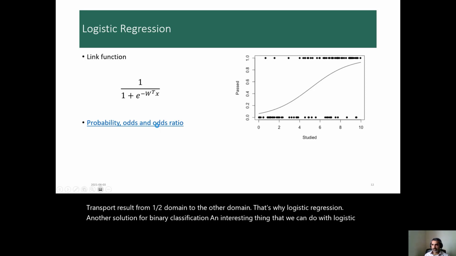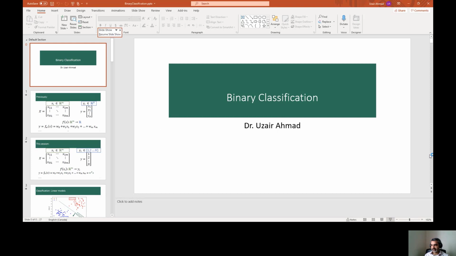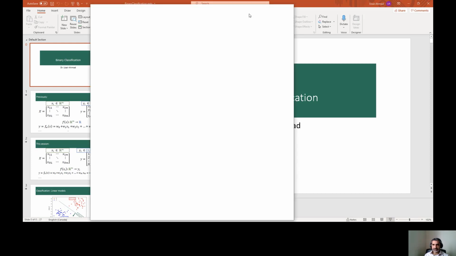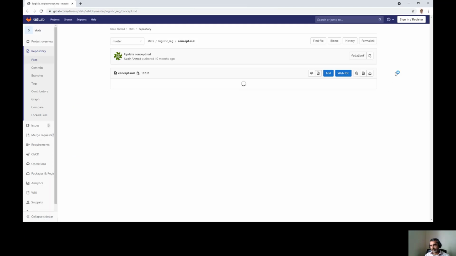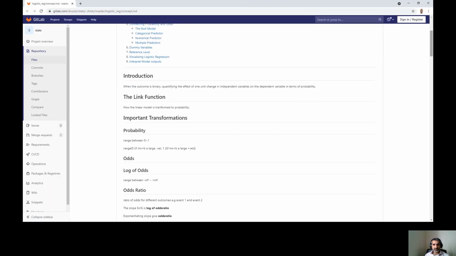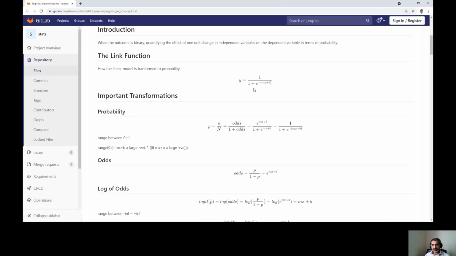Another solution for binary classification, and an interesting thing that we can do with logistic regression is that the idea applies not only to real but also to nominal variables. I will give a short example that you can also have a look at later for the nominal variables. If we have this link function, here W transpose X is written in simpler line form, mx plus b. M is slope, b is intercept.